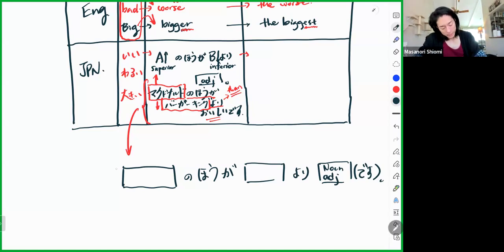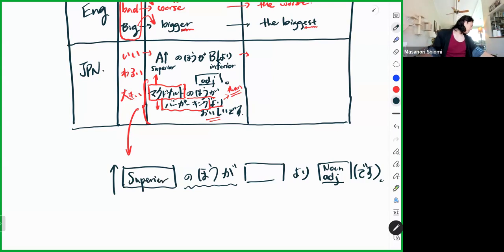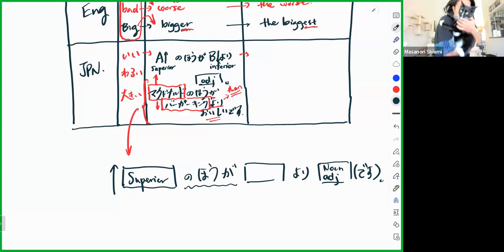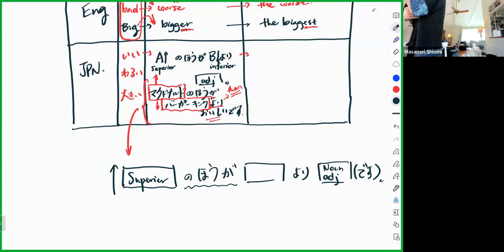So why does the noun that we cover with の方が be superior? Sorry, my cat is trying to fight with the other cat. Mojo, Mojo, Mojo. Okay. This is my cat Mojo. It's really cute. Okay, Mojo. All right.